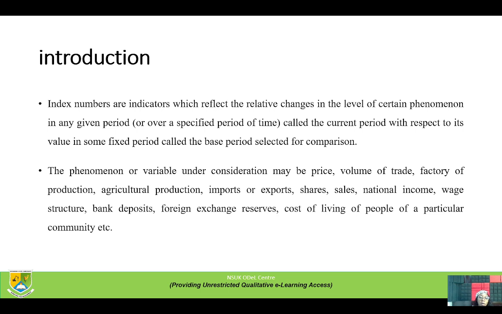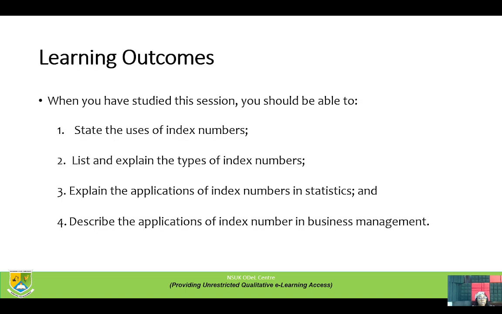The phenomenon or variable under consideration may be price, volume of trade, factory production, agricultural production, imports or exports, national income, wages, wage structure, sales, shares, bank deposits, foreign exchange reserves, cost of living of people of a particular community, etc. The list goes on and on.